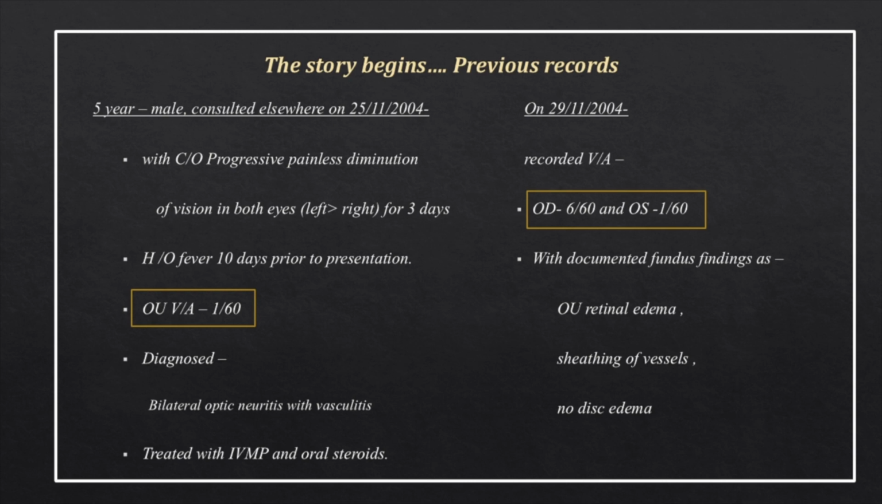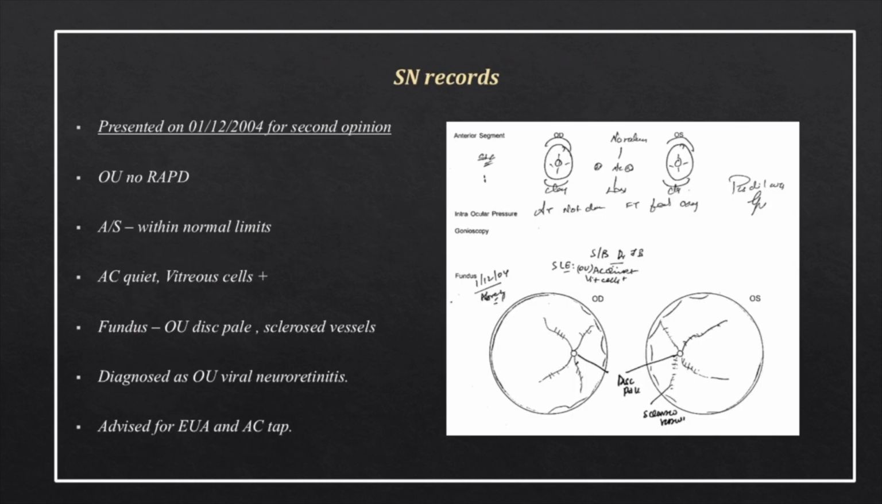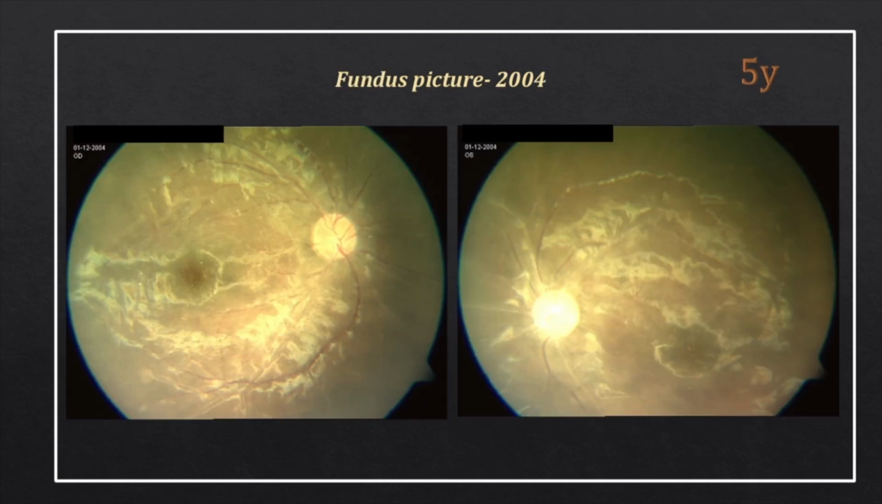The documented fundus findings at that time were both eye retinal edema, sheathing of vessels, but no disc edema. He was referred to us and he presented to us on 1st of December 2004 for a second opinion. Both eyes showed no RAPD, anterior segment was within normal limits, AC was quiet, vitreous cells were present, both eyes showed disc pallor, sclerosed vessels, and he was given a provisional diagnosis of viral neuroretinitis. He was advised an examination under anesthesia and AC tap.